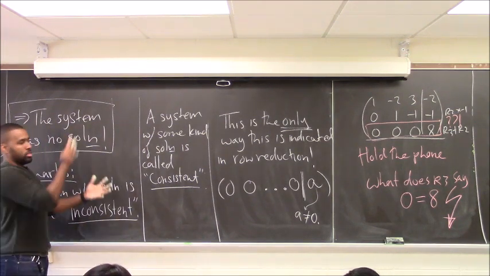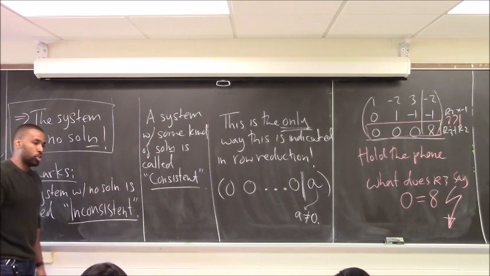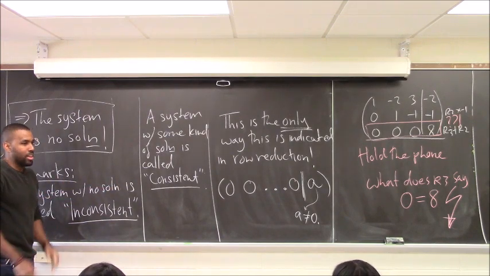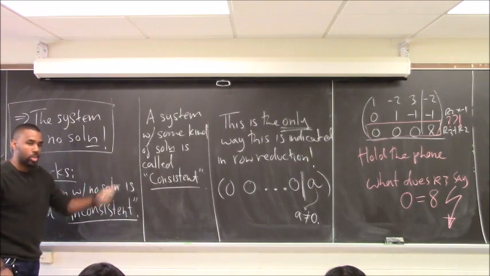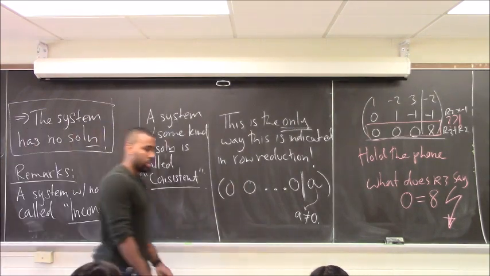So if someone does all these matrices, nothing like that shows up, and their answer is, oh, system has no solution, I know they do know what they're talking about. That is the only way you're going to know. It's the only thing you have to look out for.